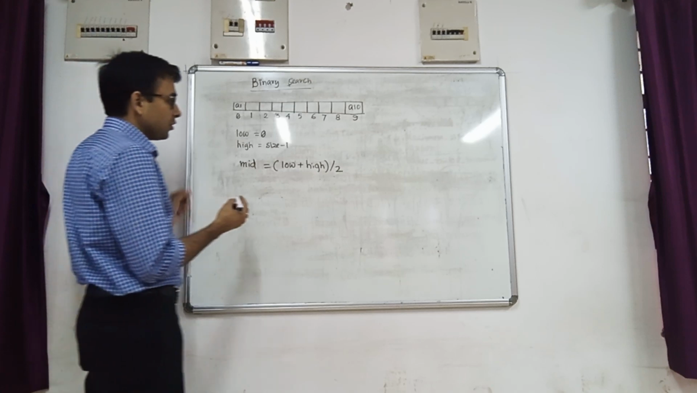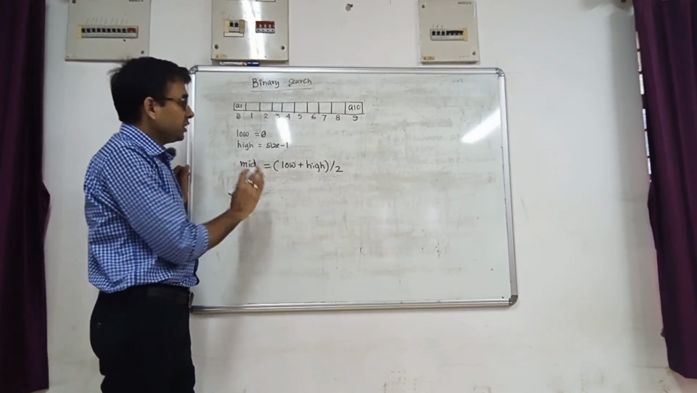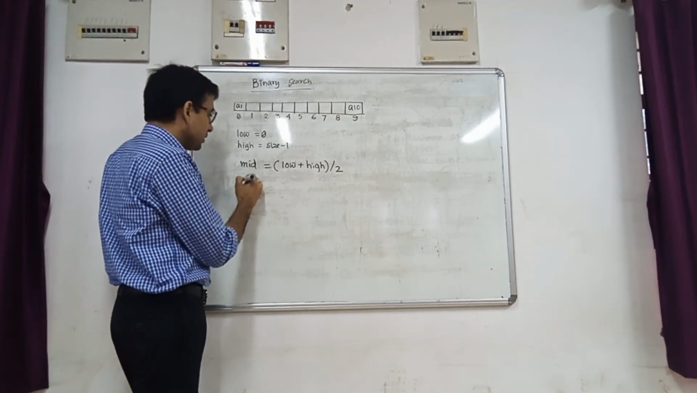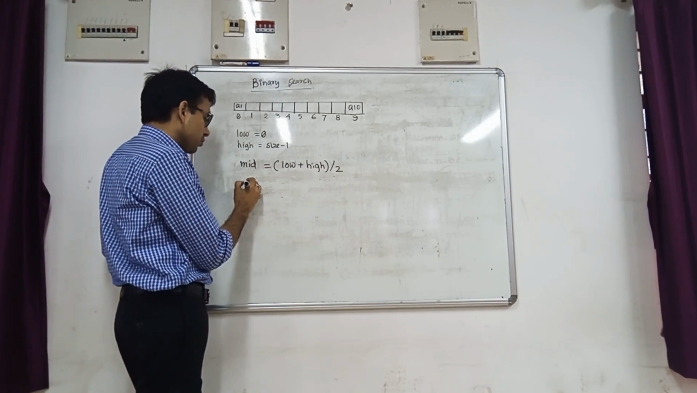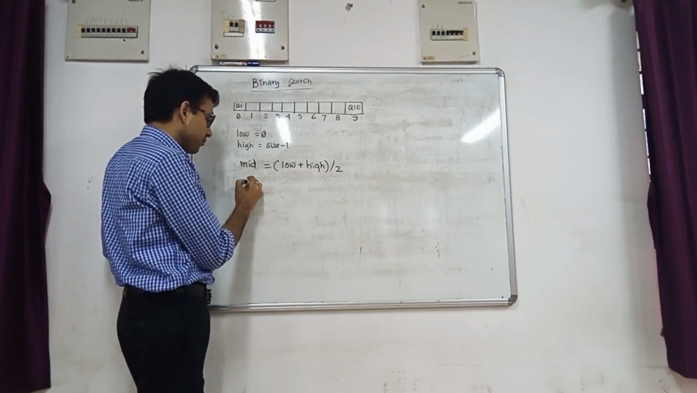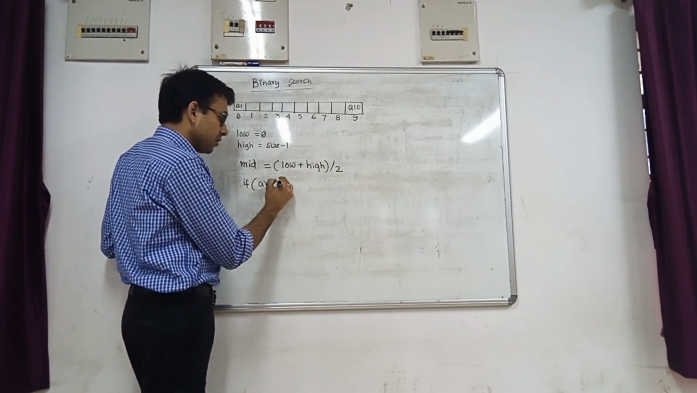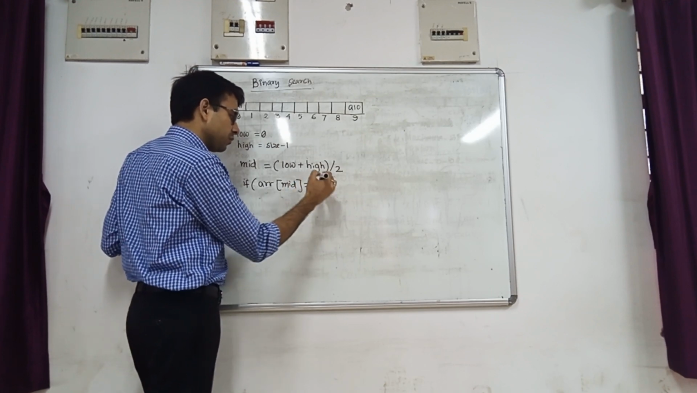Okay, truncated. Now in the loop, initially what will we check? The target is given, right? So we will check if array mid is equal to target.